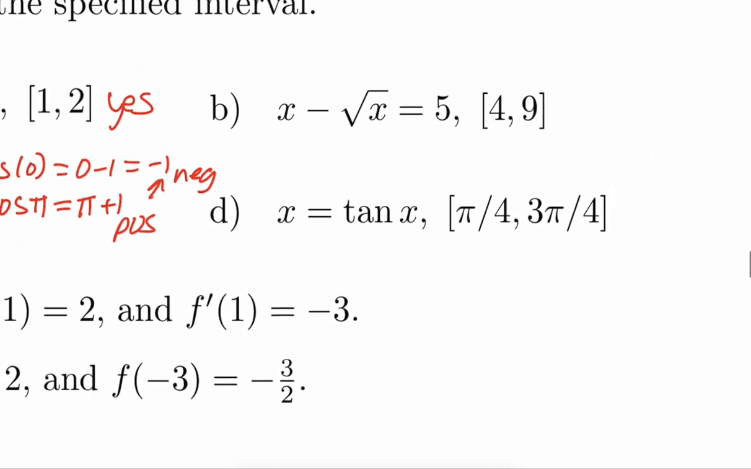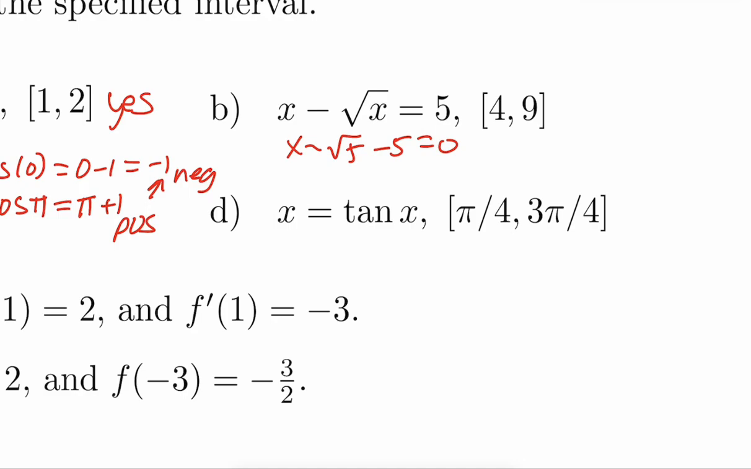Let's look at B. Got to get it equal to 0. We're just going to plug in 4, plug in 9. The square root is defined for the positives. 4 and 9 are positives. It's defined. We're good to go for that part of things.